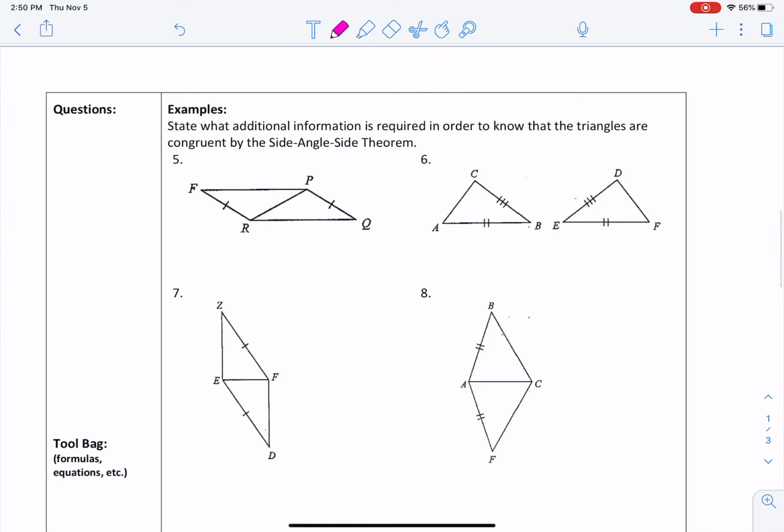So now let's look and see what information is missing to be able to identify side, angle, side congruency. I need to know that these two angles are congruent. So I need to know that angle FRP is congruent to QPR. That's the first thing I need to know. And then I need to know if RP is congruent to PR.